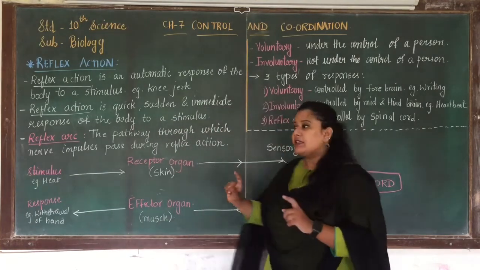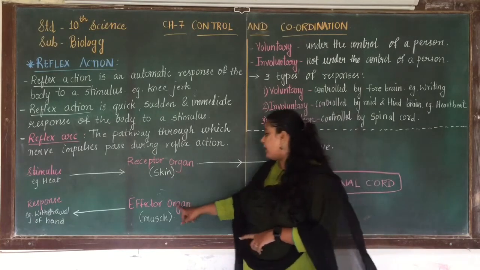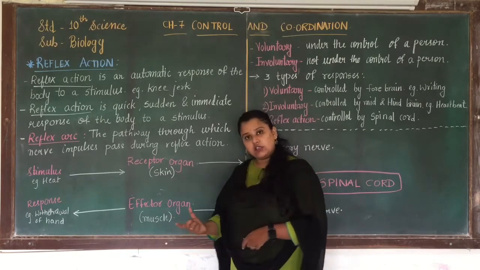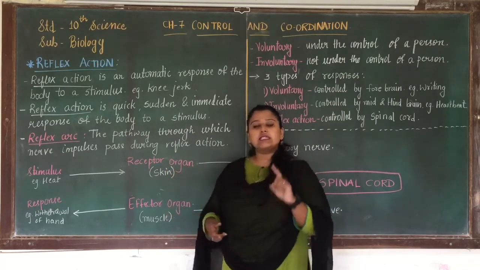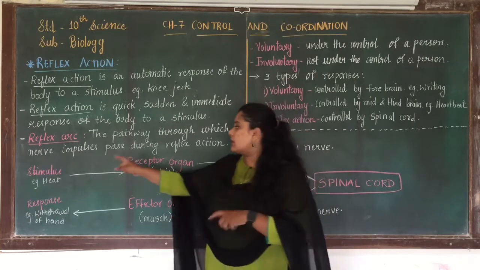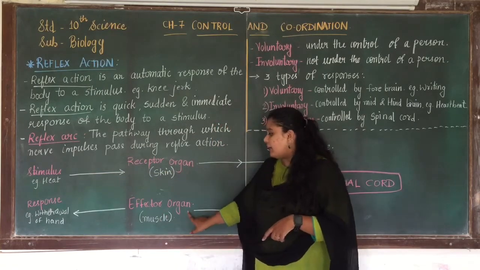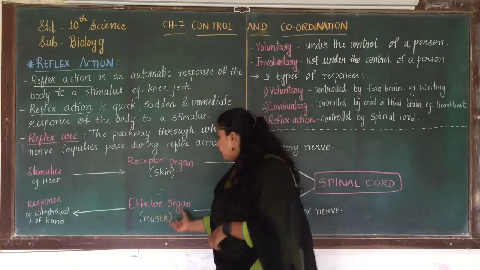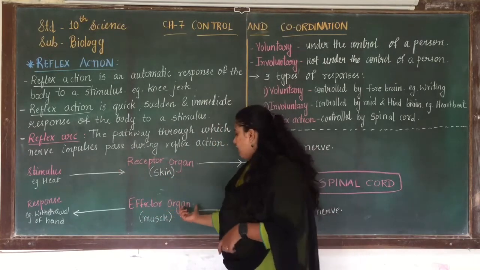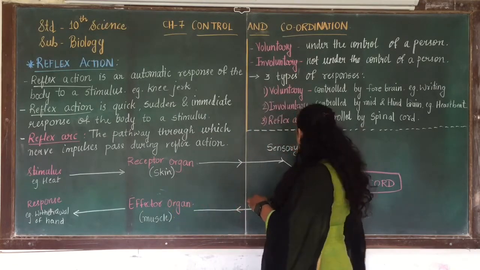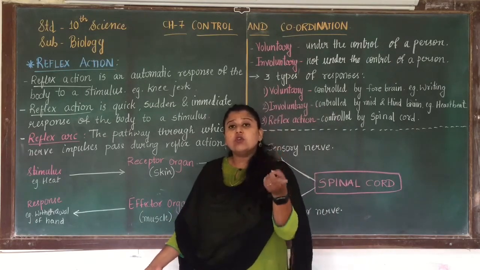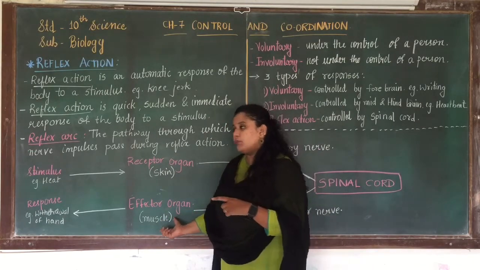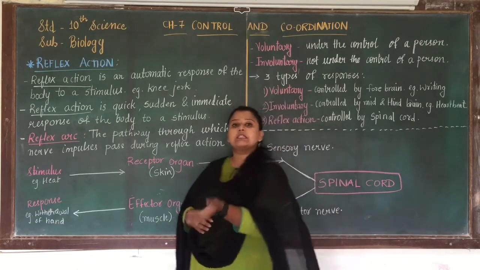Now this spinal cord sends back the messages to the effector organ. There is a big difference between the receptor organ and the effector organ, right? Receptor organ means the organ which is receiving the stimulus. And the effector organ is a muscle which is getting the effect of that particular stimulus. So the effector organ is going to get the messages from the spinal cord through a nerve which is known as motor nerve. Now this effector organ, that is muscle, produces a response, right?